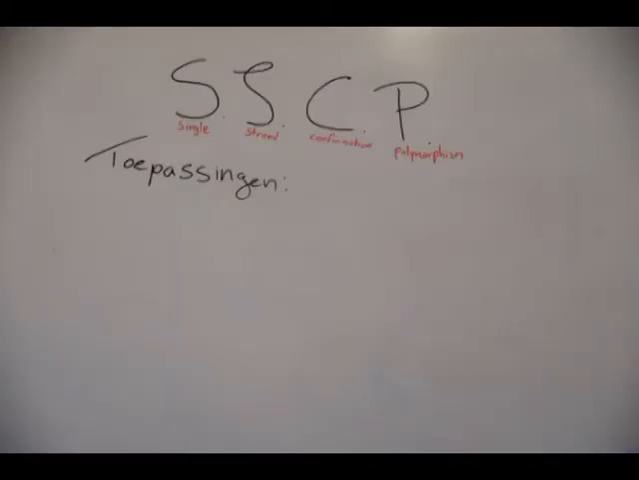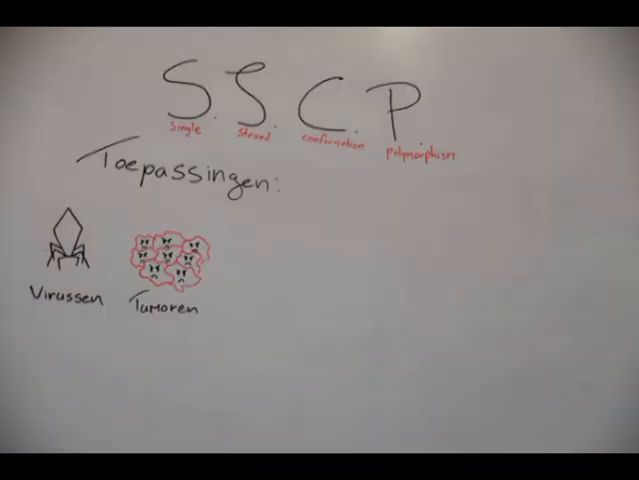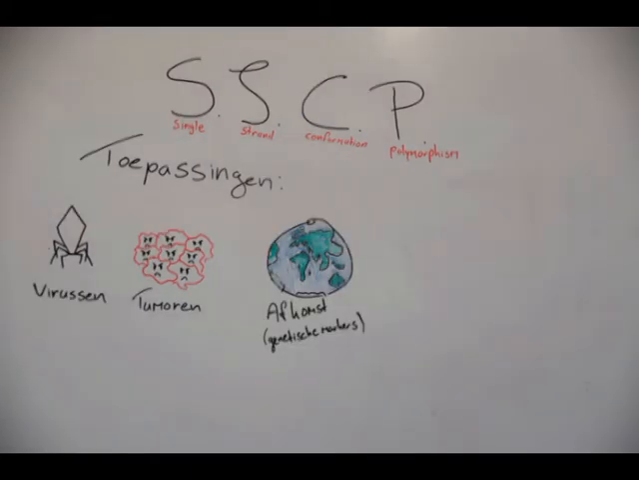There are different applications for SSCP. It is used to detect differences in virus strains, to detect mutations in tumor cells compared to the normal healthy cells, and to detect mutations based on heritage. Nowadays, this technique is used less and less due to next generation sequencing.